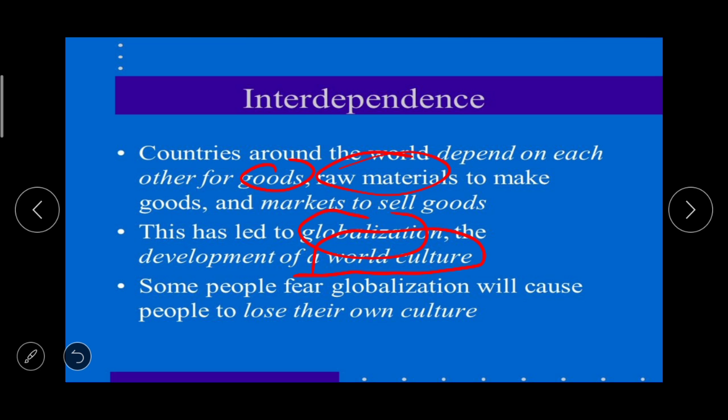Some people fear globalization will cause people to lose their own culture, but nowadays there is no option for this. It's a practical thing and the world accepted it.